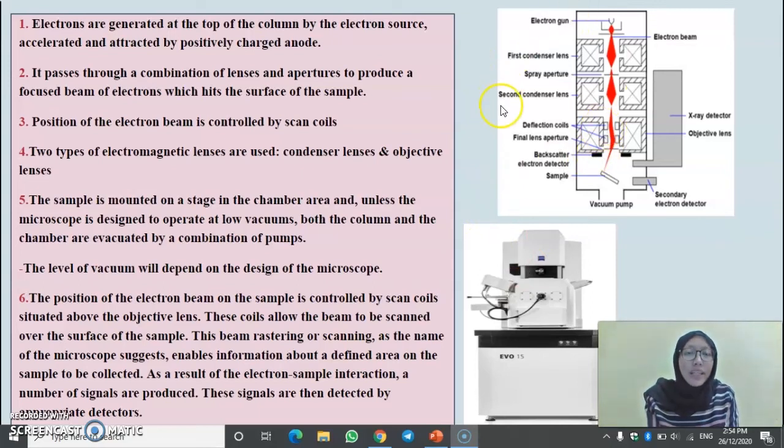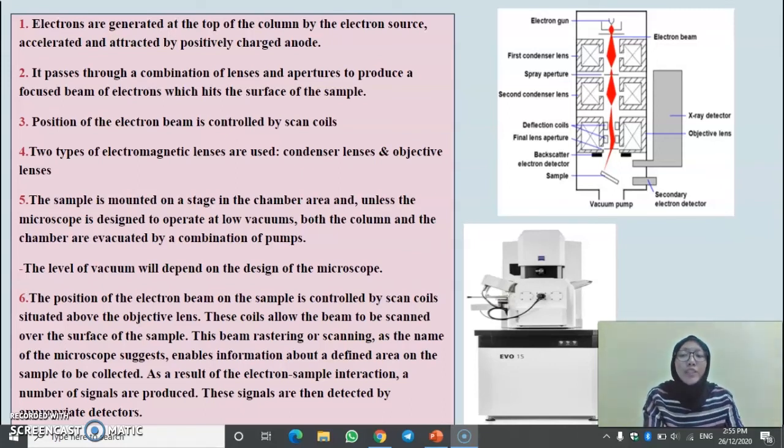You can see in the diagram here that the first condenser lens is placed there, and the second condenser lens is placed there, and the other lens is the objective lens placed at the end of the column. So the sample is mounted on a stage in the chamber area, and unless the microscope is designed to operate at low vacuum, both the column and chamber are evacuated by a combination of pumps. The level of vacuum will depend on the design of the microscope.